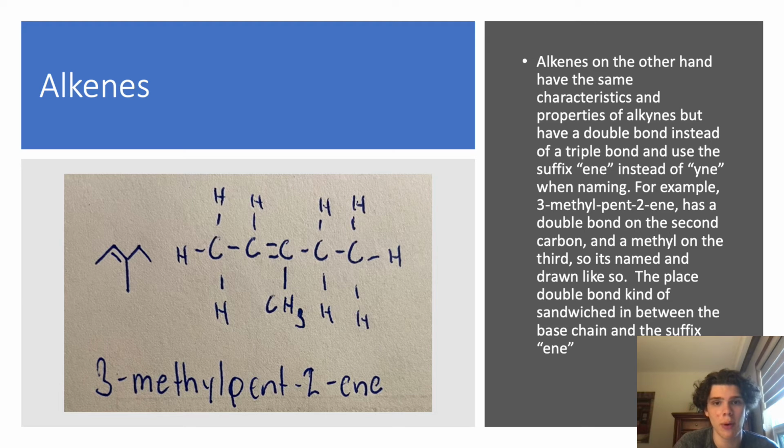The place of the double bond is sandwiched in between the parent name and the suffix -ene, with this number right here. So here we can see that it's attached in between the second and third carbon, and then there's a methyl group on the third, and that would be an alkene.